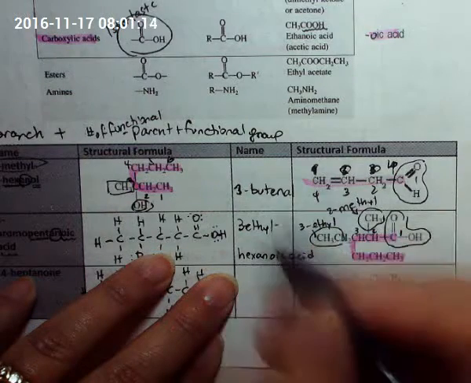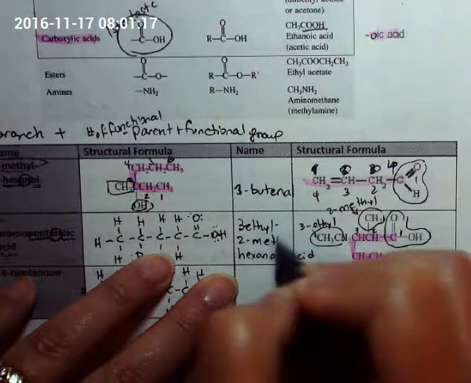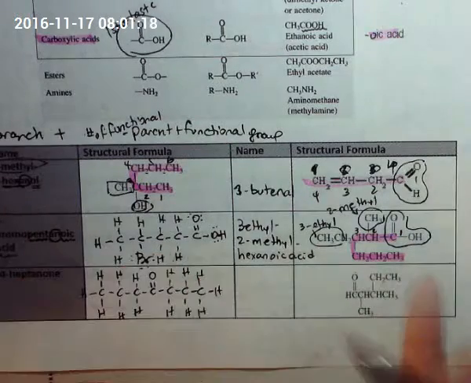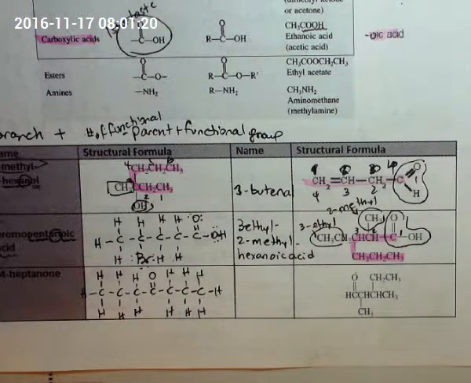We've got to put dashes everywhere. 2 methyl. You go alpha. When you're doing branches, you go alphabetically. 3 ethyl, 2 methyl hexanoic acid.